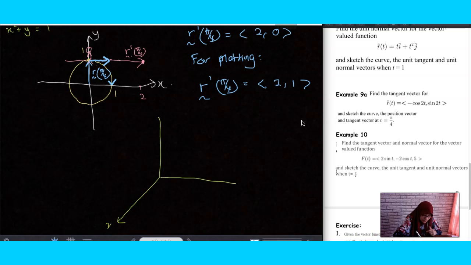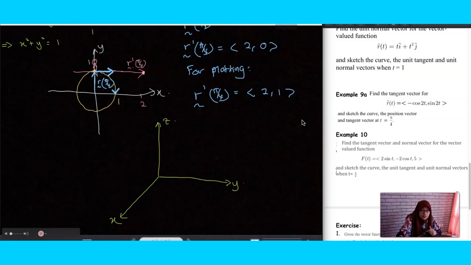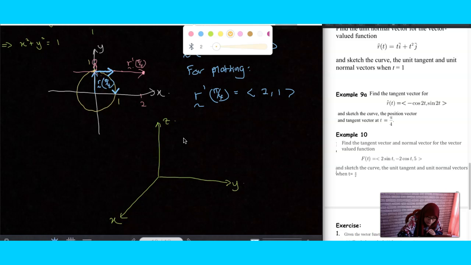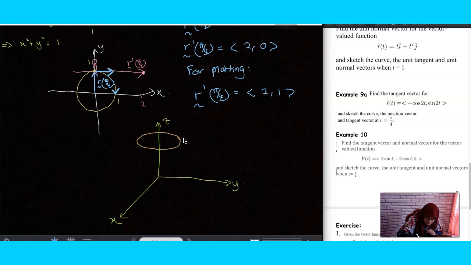So let's say this is your x, and this is your y, and your z. So we know that for x and y, you still have a circle. You have a circle, you have a curve in space. But then when z is equal to 5, you are just circling around z equal to 5.